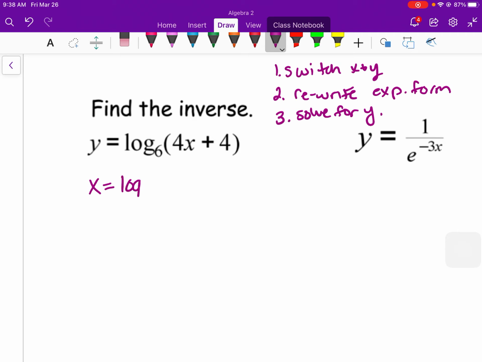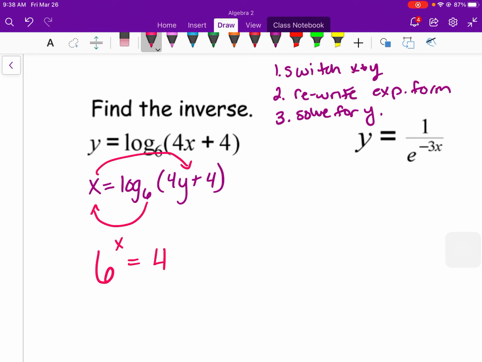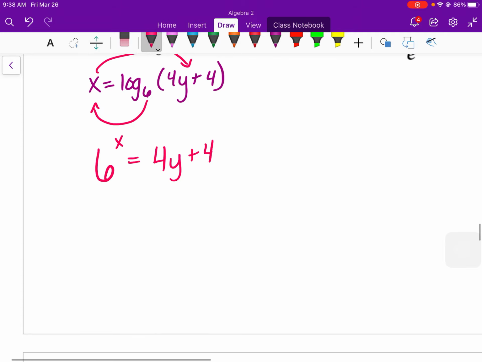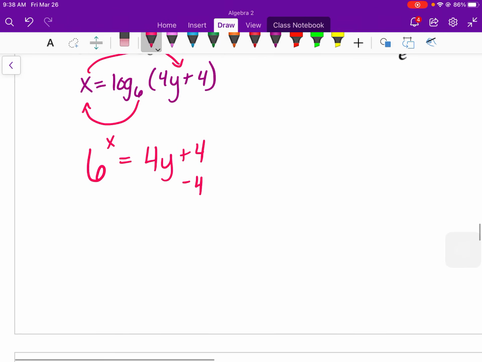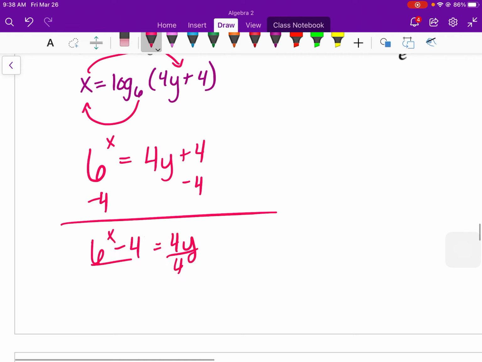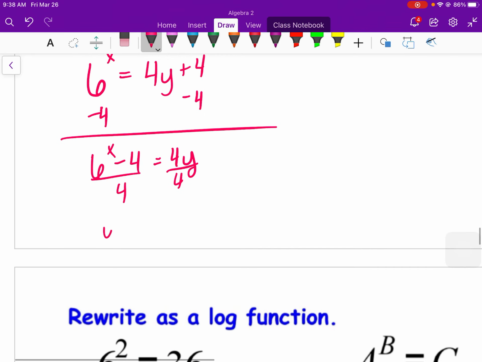So we're going to have x equals log base 6 of 4y plus 4. This is in parentheses, so it stays together. And then we're going to rewrite it, so it'll be 6 to the x power equals 4y plus 4. So then solve for y, so subtract 4, 6 to the x minus 4 equals 4y. Then I'll have to divide by 4. So my final answer here is going to be 6 to the x minus 4 over 4.